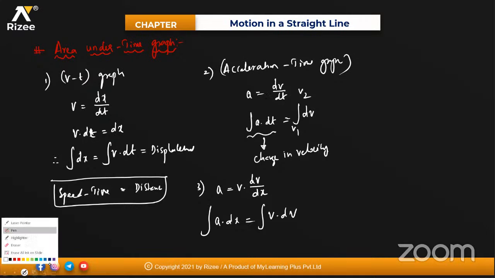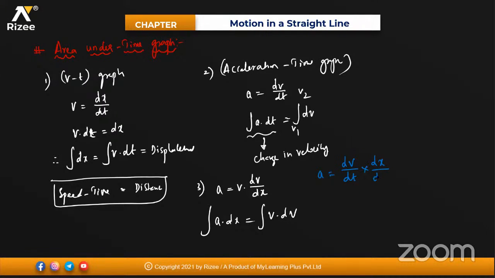See, I'll write it in detail for you. a is equal to dv by dt. I'm dividing and multiplying by dx. Now dx by dt will give me what? Velocity. So it is v into dv by dx. Okay. Clear?